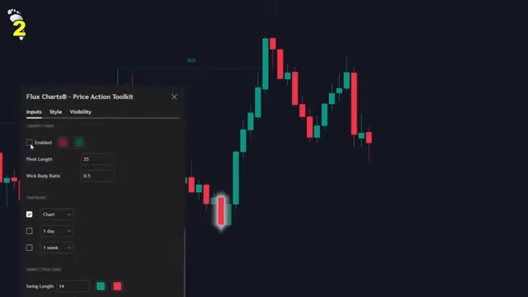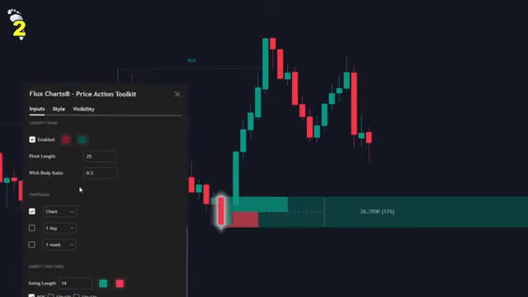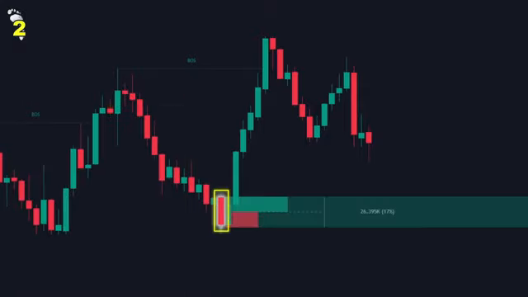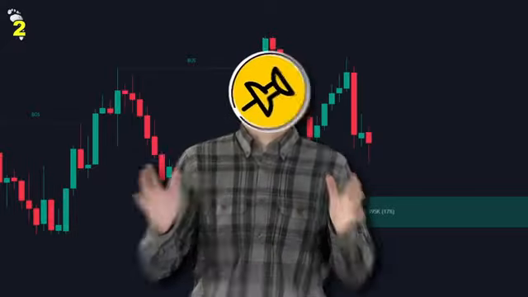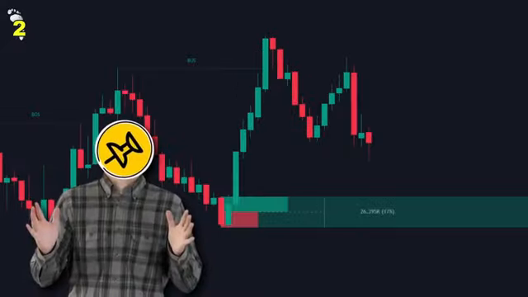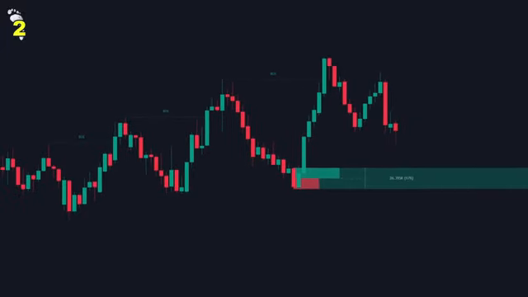The Flux Charts Toolkit automatically identifies these order blocks by marking the last bearish candlestick before a bullish impulsive move. The indicator uses a unique method to identify order blocks, showing only those confirmed by market structure and trading volume, which filters out many weaker zones.